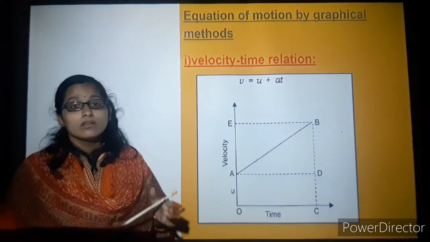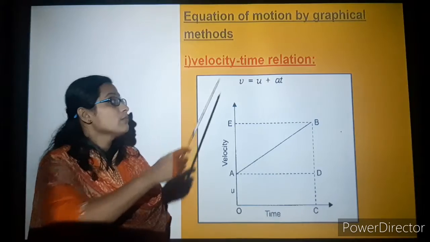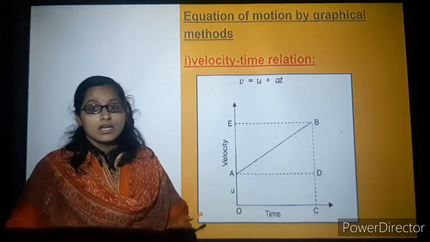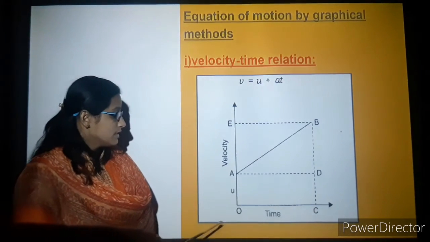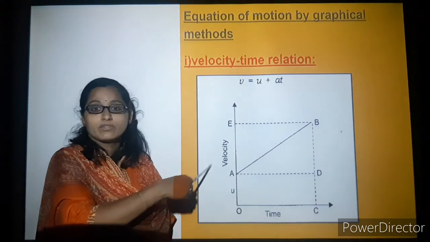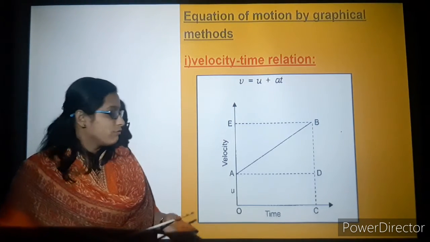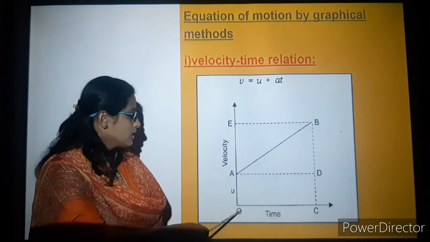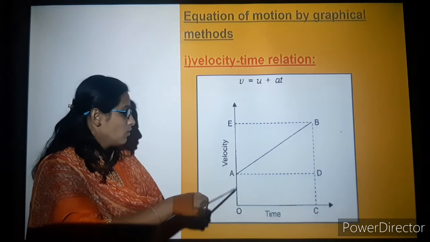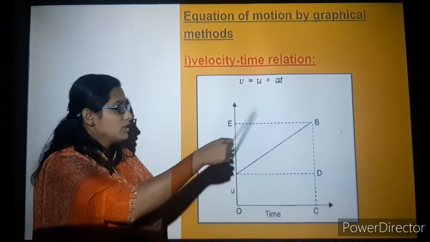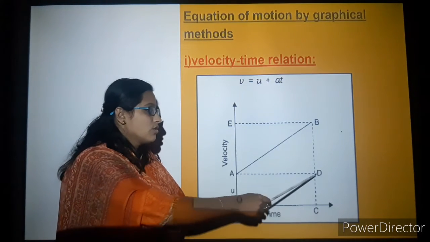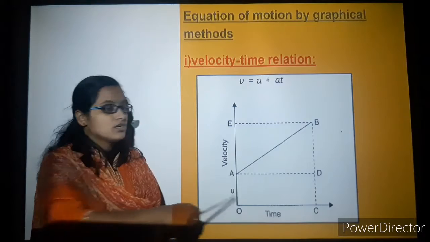The first one we will understand is the velocity time relation. We need to derive v is equal to u plus at. Let's see here that the x-axis gives the time and the y-axis gives the velocity, as we have seen before. You can see here that we have drawn imaginary lines, labelling the points A, O, C, D, B and E. You can see that it forms a trapezium.